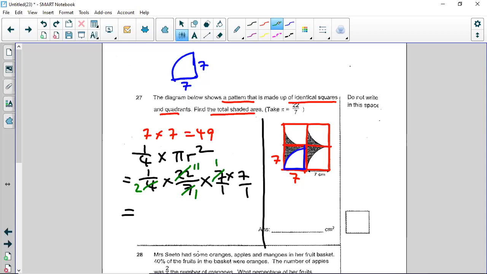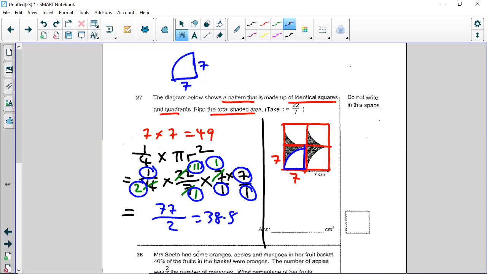When you cancel, you only cancel two numbers at one time. Once you cannot cancel anymore, then you start to multiply. Multiply the numerators: 11 times 7 is 77, and the denominators 2 times 1 times 1 times 1 is 2. Then 77 divided by 2. I will skip the division so we can go faster. You will get 38.5, which is the area of one quadrant.